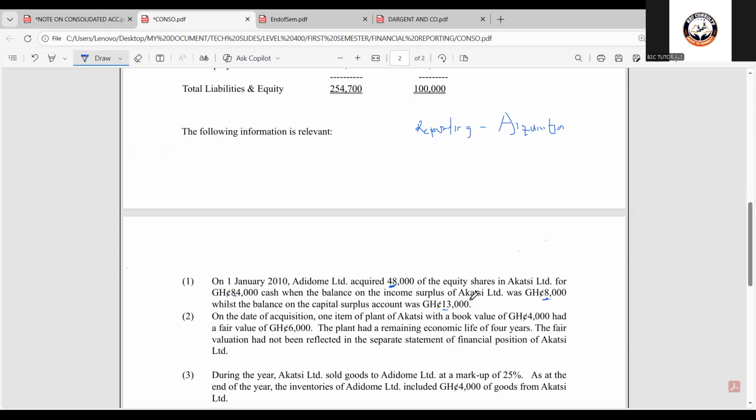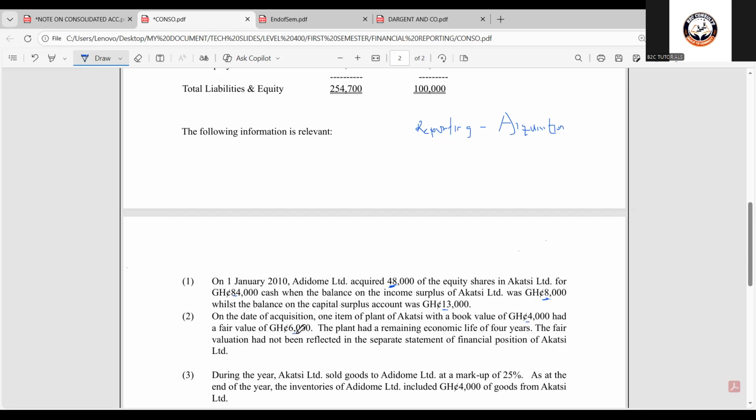Then the remaining is also supposed to help us to find what we call the split account, or your net asset of the subsidiary. Having done that, what is in point 2? Point 2 says that on the date of acquisition, one item of plant of Akachi with a book value of 4,000. So when we were buying Akachi, they are telling us that the plant is worth 4,000. So we have charged depreciation on the 4,000. But it had a fair value of 6,000.